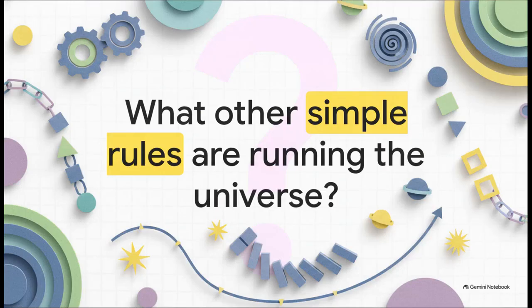Which leaves us with a pretty fascinating thought to wrap up on. We've just seen how simple rules of grouping, order, and number lines form the very bedrock of advanced calculus. So it kind of makes you wonder, if basic arithmetic is the secret key to higher mathematics, what other simple rules out there are quietly running the universe?